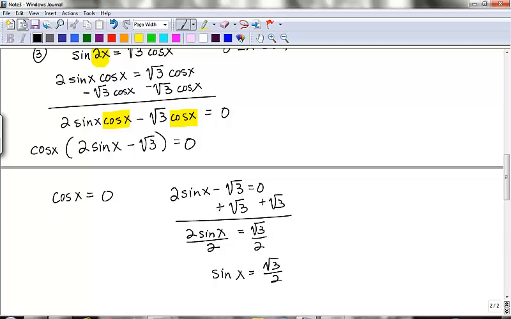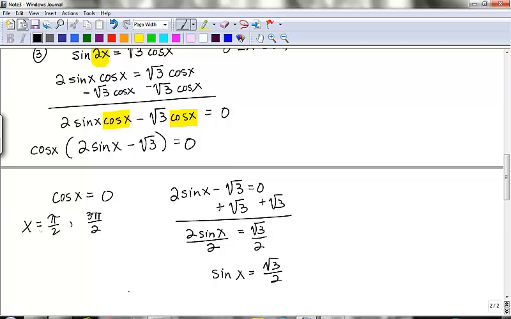Where is cosine equal to 0? And I'm going to go in radians. Cosine's equal to 0 at pi over 2, so x is pi over 2. Where else? Cosine's equal to 0 at 3 pi over 2, or 270. So 3 pi over 2 is the same as 270. If you don't have it on your chart, change it.